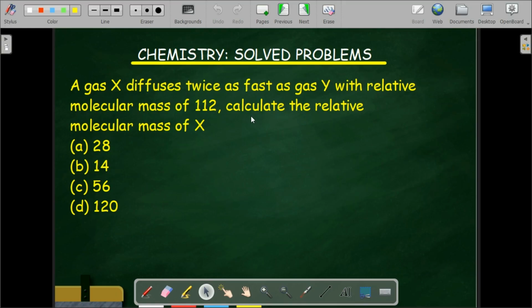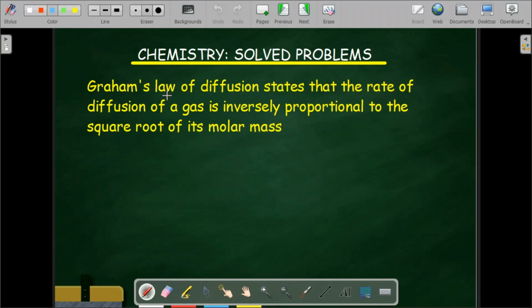Now, as I said, the question is trying to examine your understanding of diffusion of gases, when you have two or more gases and you are trying to compare their rate of diffusion. According to Graham's law of diffusion, Graham's law states that the rate of diffusion of a gas is inversely proportional to the square root of its molecular mass.